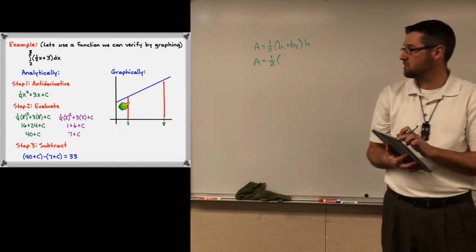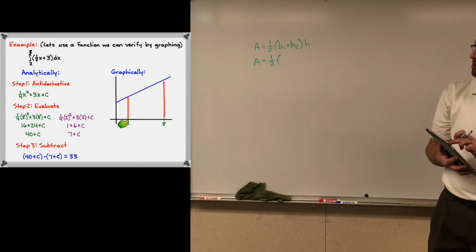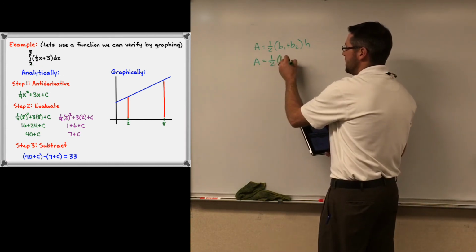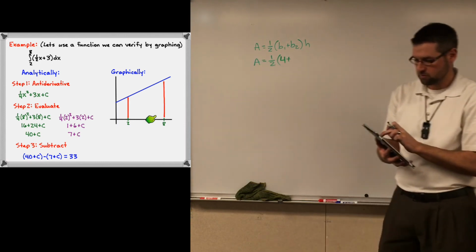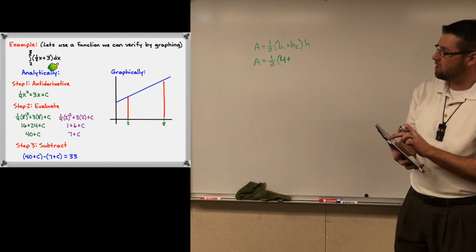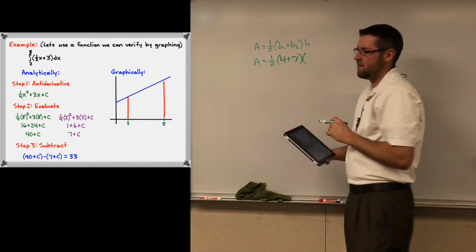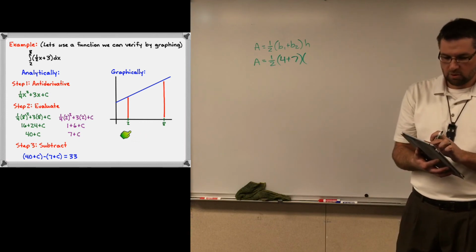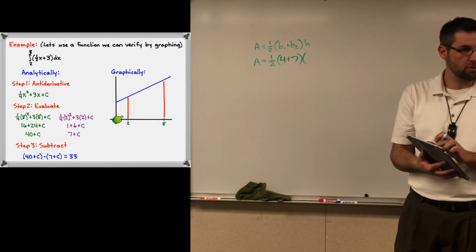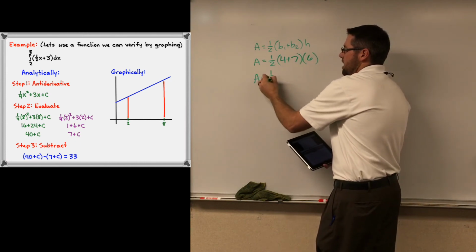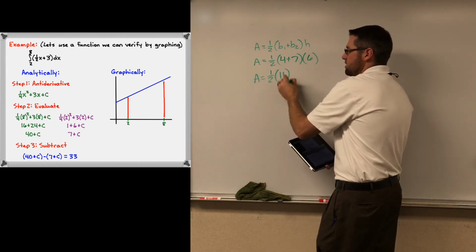How do I figure out what that height is? You have to plug 2 into the function, or the integrand. So if I plug in 2, what do I get? 4. So 4 plus, what do we get for base 2? Plug in 8. 1/2 of 8 is 4, plus 3 is 7. And then what dictates the height? It's this width here, which is 6. So 1/2 of 11 times 6.